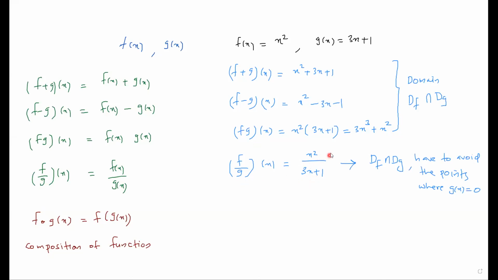Then this function is not defined. So for all these functions, addition, subtraction, multiplication, division, you are getting new functions from the two given functions, and the domain of the new functions is the points which are common to both the functions, the domain of f and the domain of g. In addition to that, for f upon g of x, we have to avoid the points where the denominator is equal to 0.